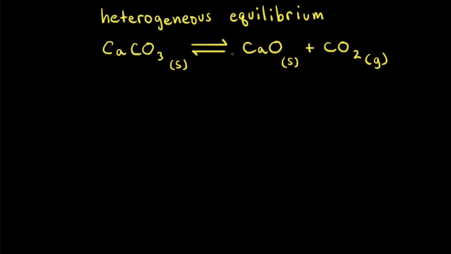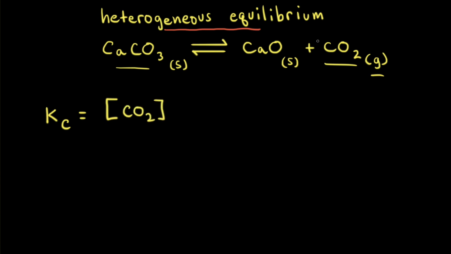When we write an equilibrium constant expression for a heterogeneous equilibrium, we leave pure solids and pure liquids out of the equilibrium constant expression. So if we write an equilibrium constant expression for the decomposition of calcium carbonate, let's write a Kc expression first here. So we write Kc is equal to, and we think about products over reactants. For products, we have carbon dioxide in the gaseous state, so it's okay to include that in our equilibrium constant expression. So we write the concentration of CO2.